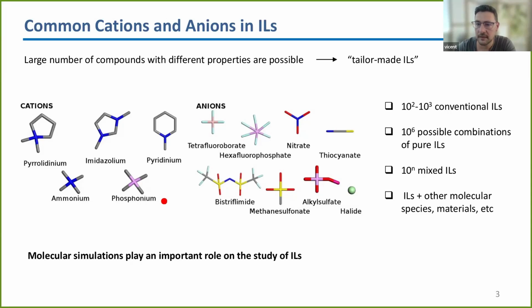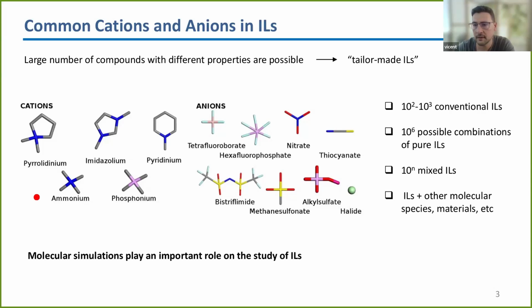As a rough number, we can say that we can have 100,000 conventional ionic liquids combining the ones that we see here. For example, the cation is just a simple representation, but this can be extended. One of these families can give you many possibilities of ionic liquids. And just by increasing the chain length of one of these cations, you can convert a hydrophilic material into a hydrophobic one.